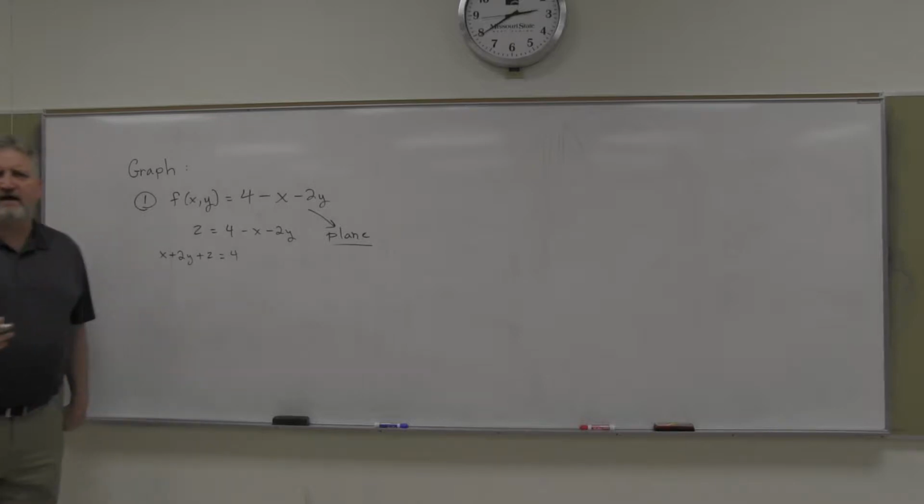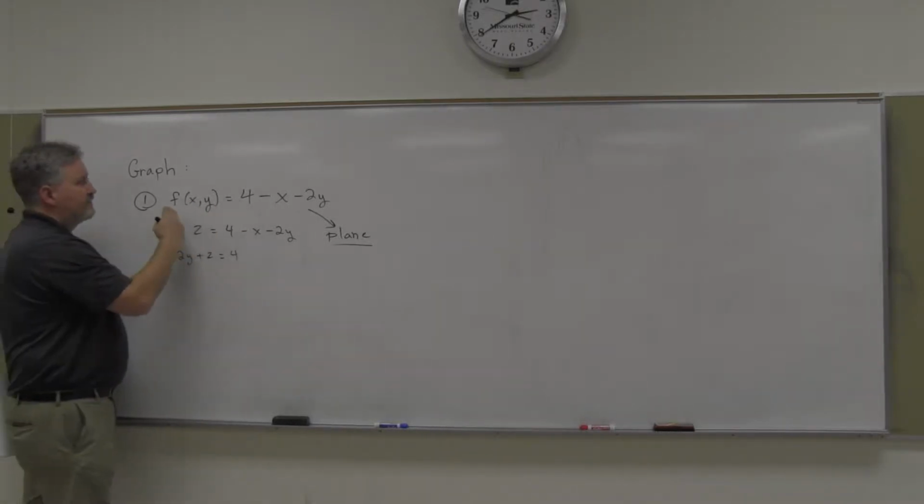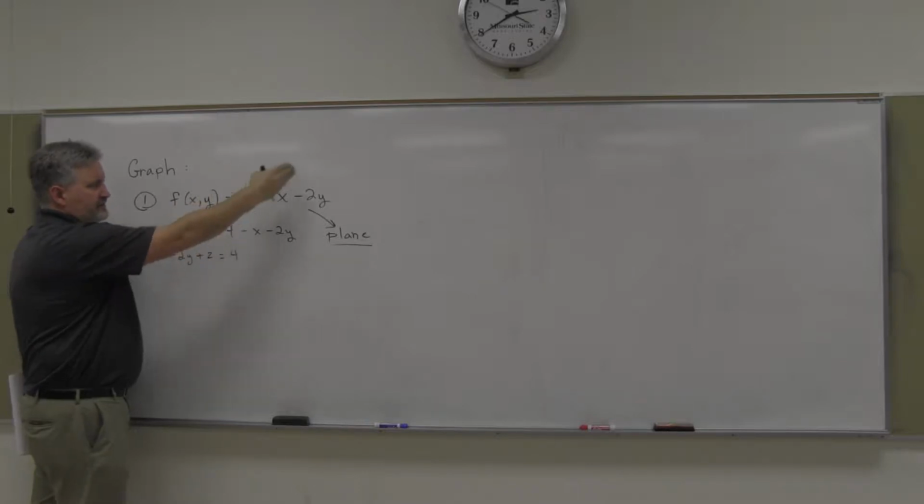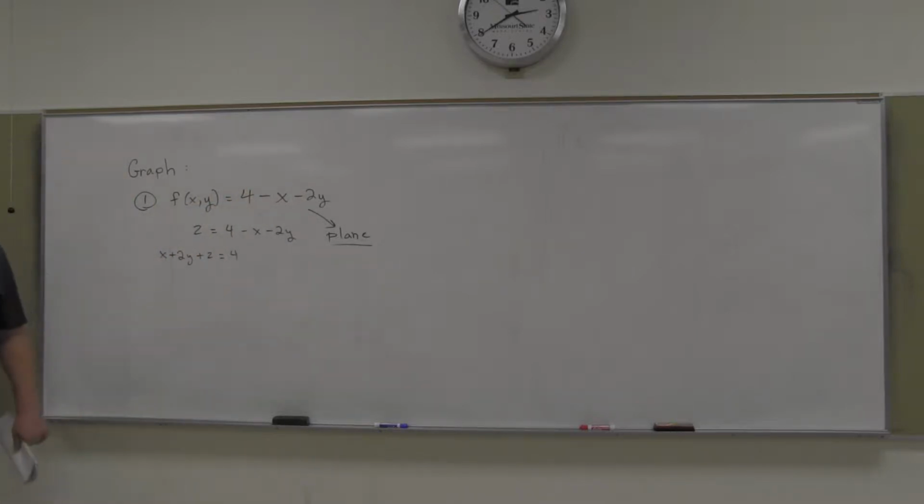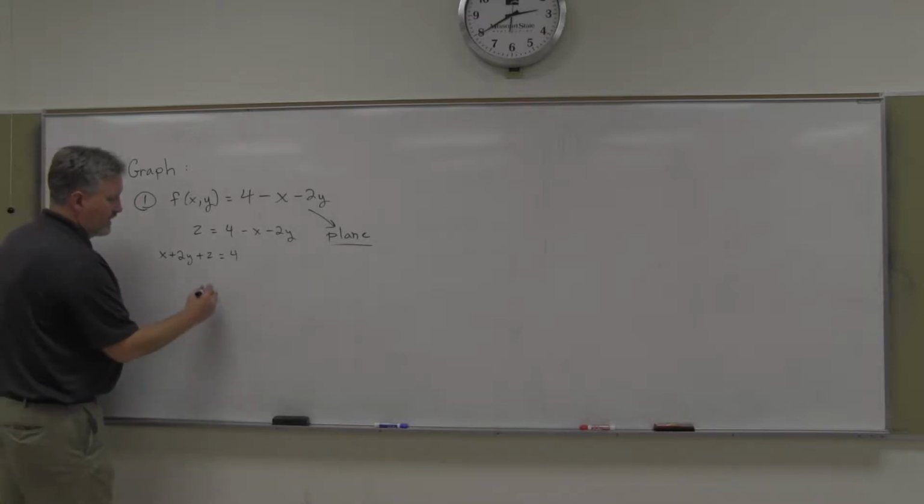And we haven't really graphed any of those yet, but that's what we're going to do here. Just recognizing, first of all, if you've got x to the first and y to the first in two variables like that, that's just going to be a plane, a flat surface. So the question then is how are we going to graph it?